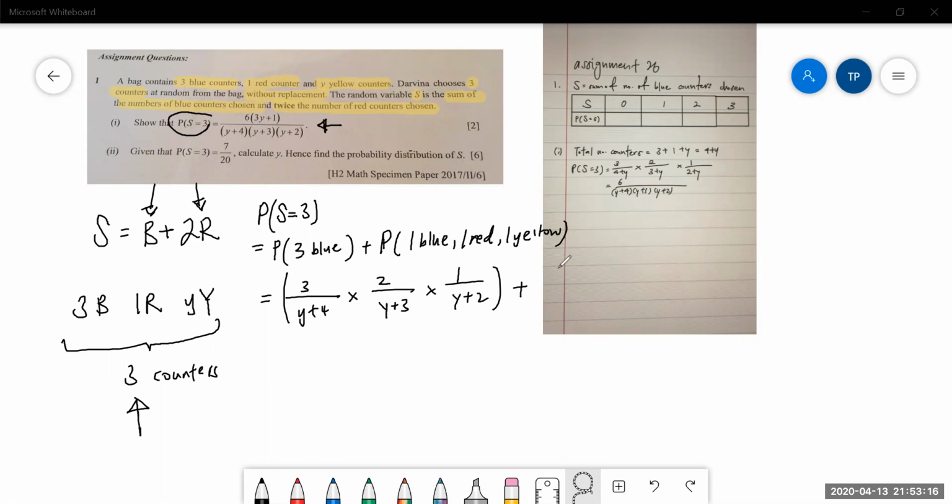So how do you know if you're taking blue or red or yellow first? Good question. Good question.